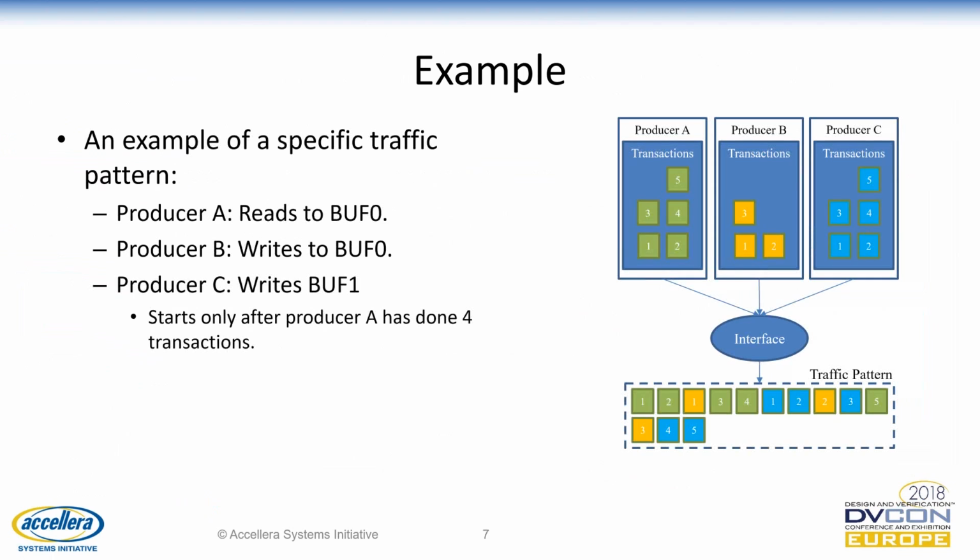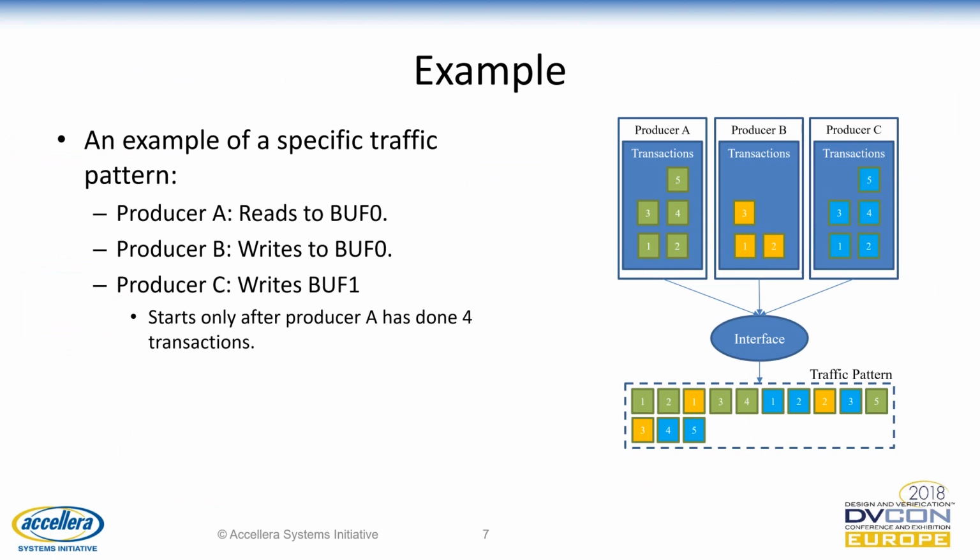Assuming you have a set of producers, in this case, this could be, for instance, three cores in a CPU that try to access these two buffers, then producer A could try to perform reads to buff 0, and B could try to write to buff 0, and producer C could try to write to buff 1. They all, of course, have to go through the same interface.